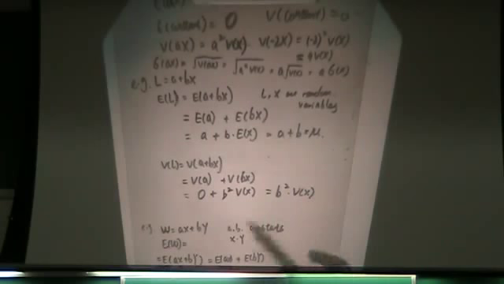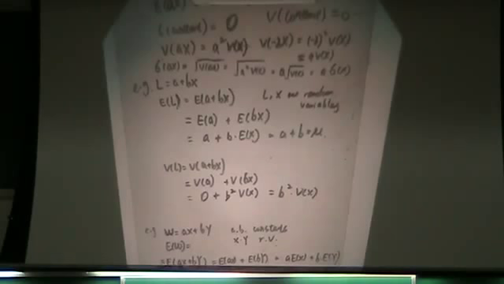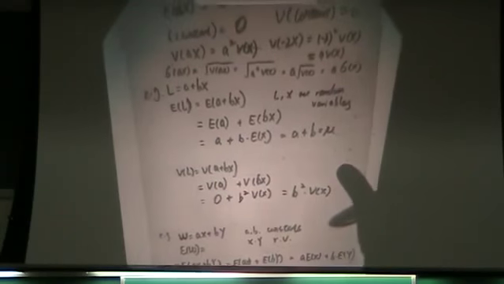But it's a different story for variance. So here, do the same thing. Pull the A out, plus B times E[Y]. It's very straightforward, right? Nothing fancy.